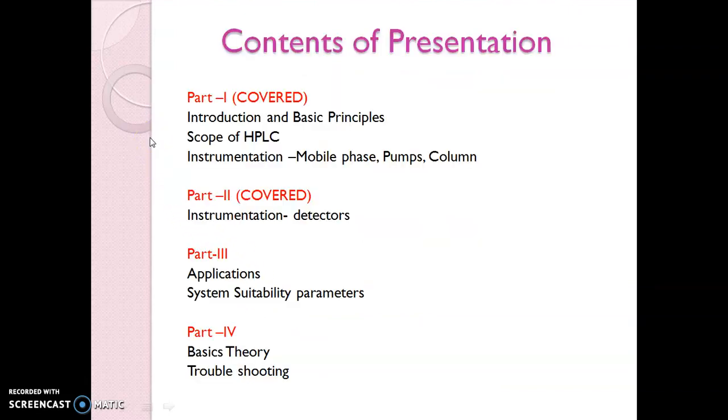In the previous lecture, we have covered part 1, that is basic principle and introduction, scope of HPLC, instrumentation. In part 2 we have covered the instrumentation in detail along with the detector. In part 3 today we are going to see the applications and system suitability parameters.